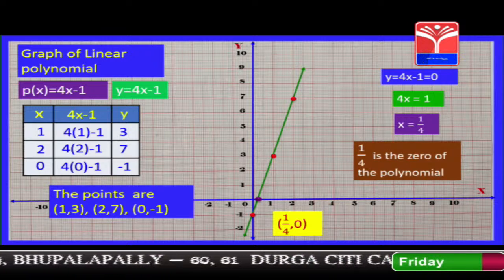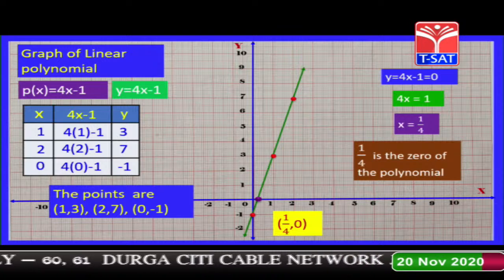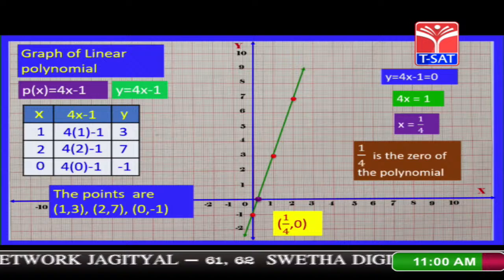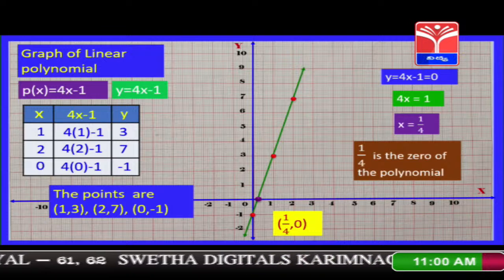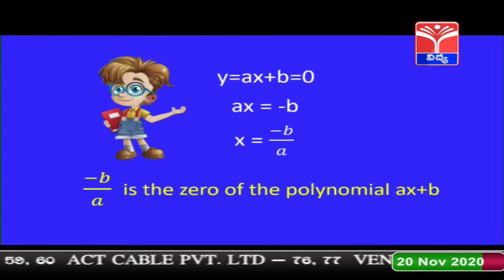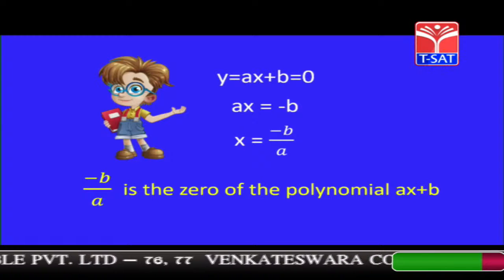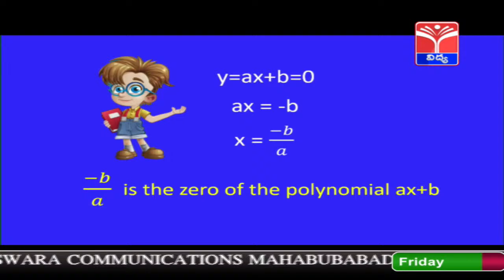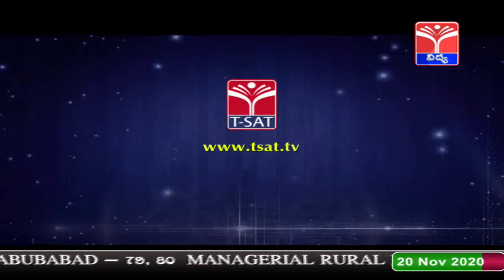By this, you try to draw different linear polynomials on your graph paper and obtain the 0 graphically and check it algebraically. Okay. Generally, if we take ax plus b, we will get the 0 as minus b by a. So, minus b by a is the 0 of the general polynomial ax plus b. Okay students, solve the exercise.